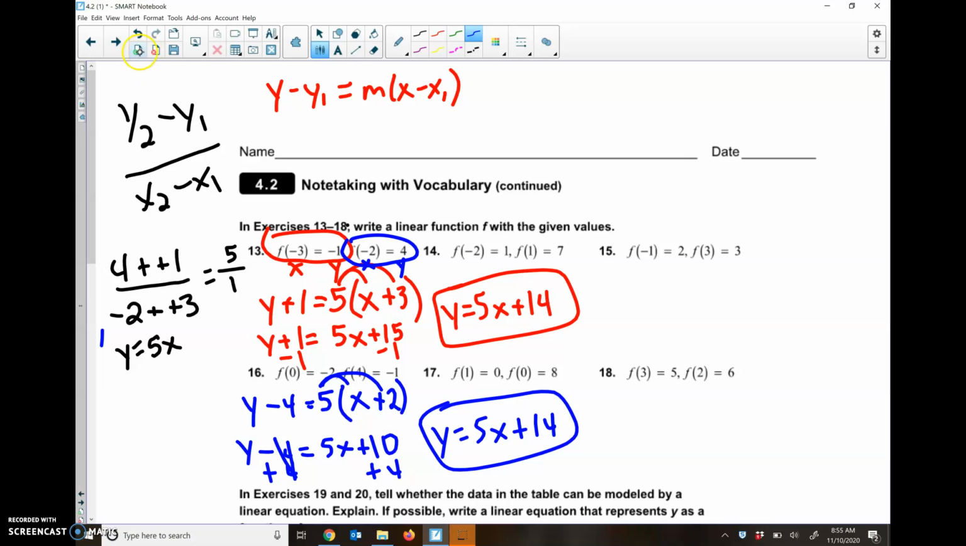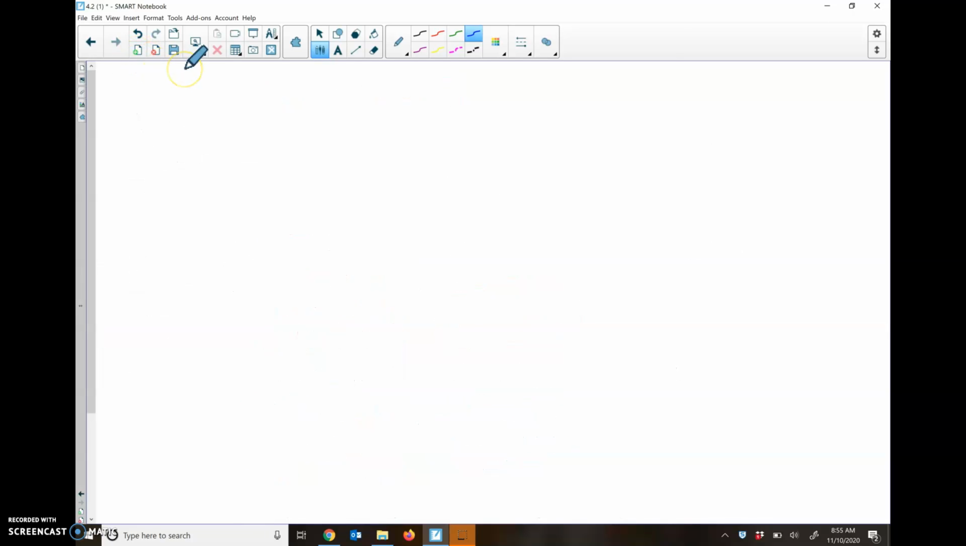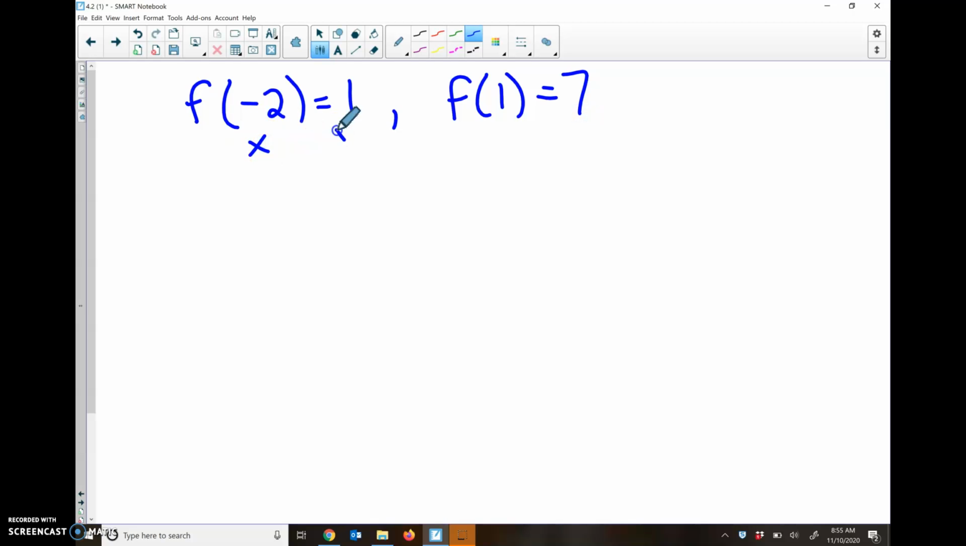So I'm going to do one more. I'm going to do it on a new page since I kind of ran out of room here. So I'm going to do number 14 here. So this was 14. So here's my x, here's my y, here's my x, here's my y. Okay, so first thing I need to do is figure out the slope.